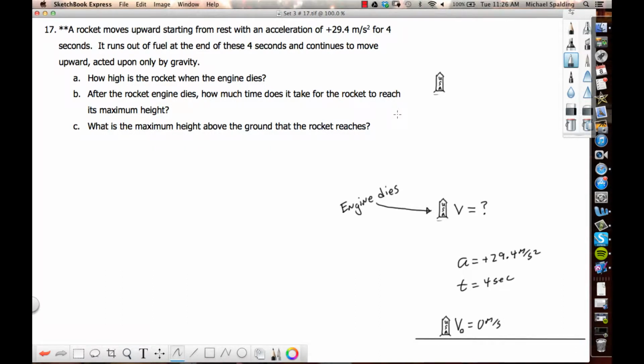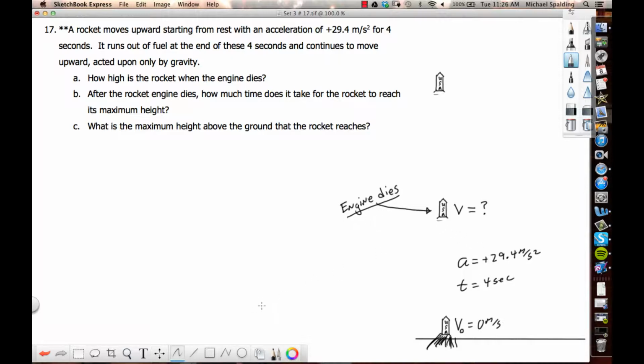So for this problem, we have a rocket starting from rest. It launches. The engine is just blasting this rocket into the sky. And we're given the acceleration for this first part as 29.4 meters per second squared for a time of 4 seconds.